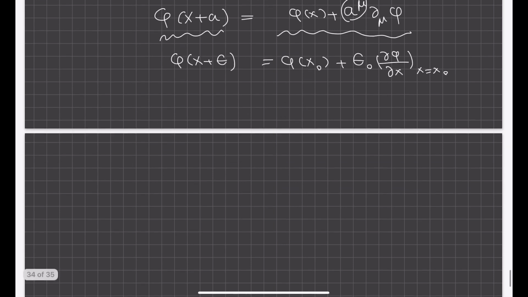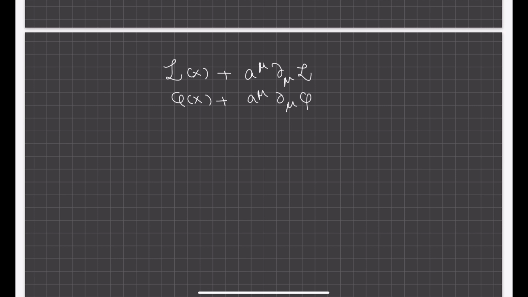Now, if I have such a transformation, both my Lagrangian and my field should change in the same way. So my Lagrangian should translate like Lagrangian plus a mu times the mu-th derivative of the Lagrangian. And the Lagrangian is a scalar, similar to phi, so the same way it should translate. Phi of x should go to phi plus a mu times the derivative of phi.